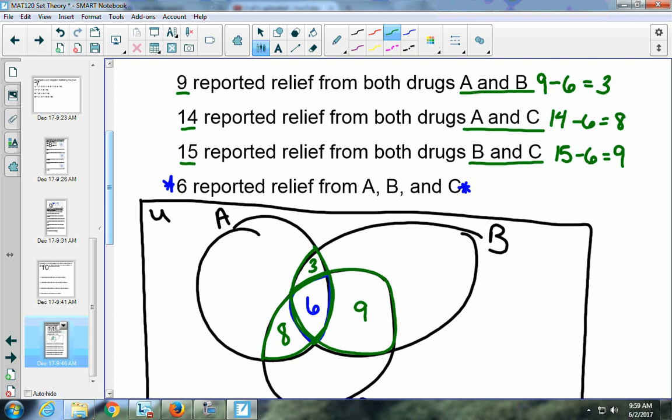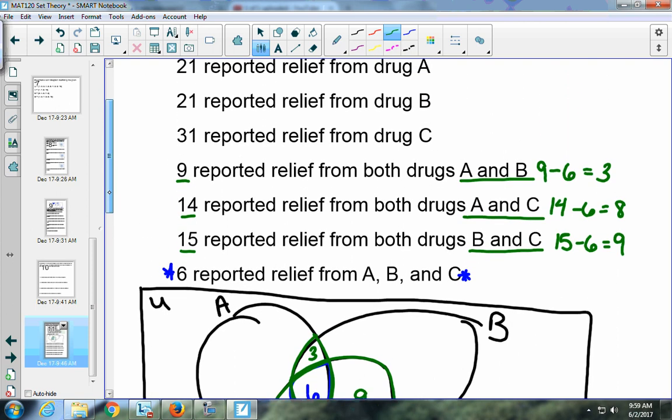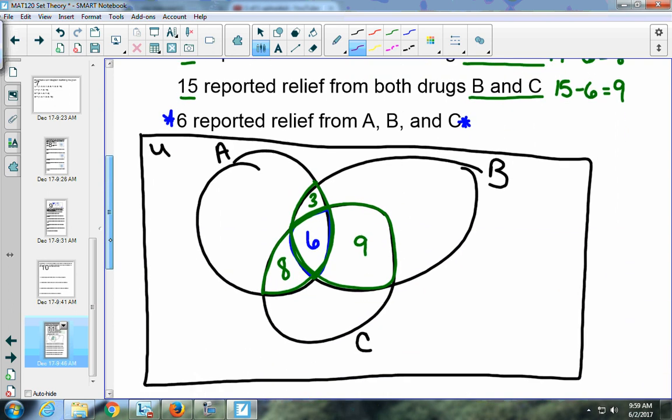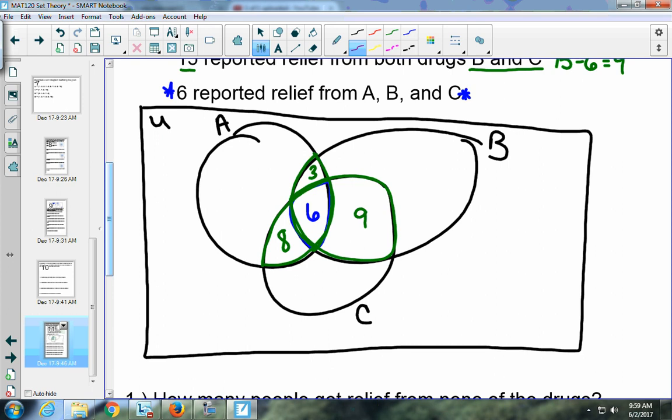Now we need to look at those people that reported relief from just C, just B, and just A. But they don't tell us that. They tell us that 31 people reported relief from drug C. They don't give us drug C only, which is the space that we have left. So if we're looking at drug C, that's all of the people in that C circle. We already have 3 numbers in there, 8, 6, and 9.